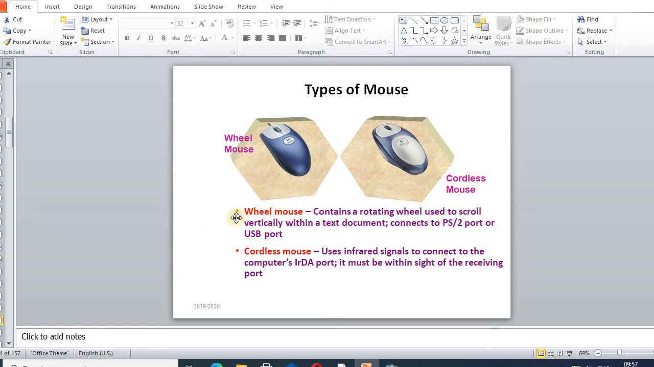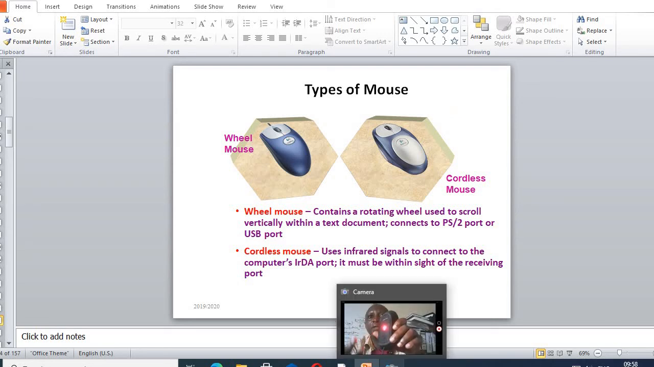So types of the mouse, we have a wheel mouse, and then we have the cordless mouse. A wheel mouse contains a rotating wheel used to scroll vertically within text documents, and connects to a PS2 port or a USB port. So a wheel mouse has a wheel inside it. These are previous ones. I used them, but nowadays there may be IT support down there. Here, down, you put it inside, and you can remove it in case it is dirty, clean it, and after cleaning, you put it back, and then it will start working properly.